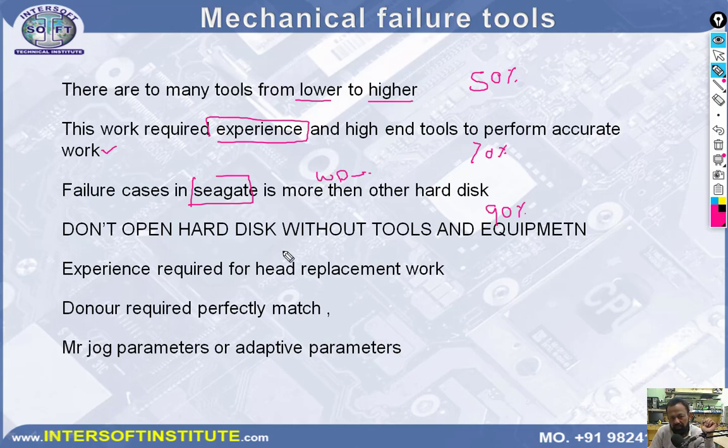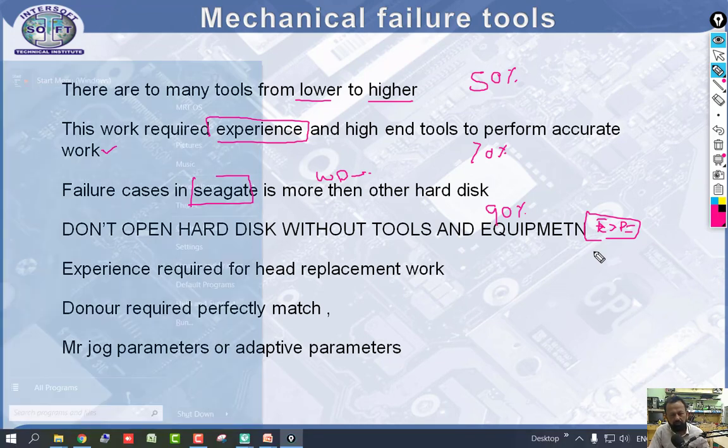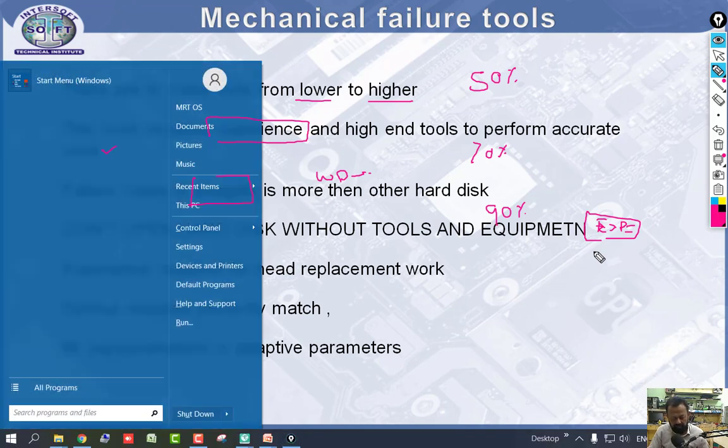Remember, don't open a hard disk without tools, equipment, and experience. If you have experience, then do customer work. Otherwise, practice first without customer work. Okay, so these are the main important topics.